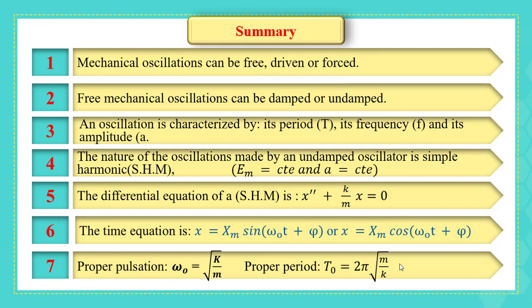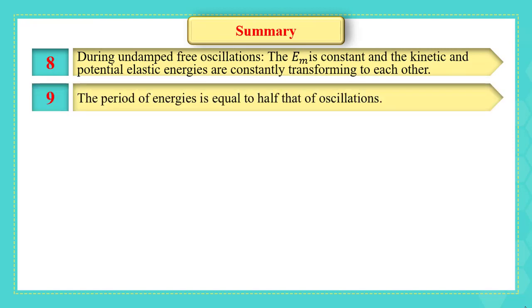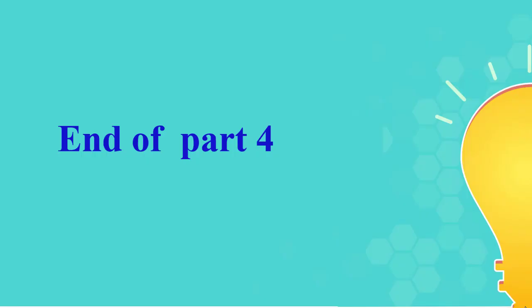This is enough for this video. Please keep in mind all the ideas that we have mentioned before, and remember that during undamped free oscillations, the mechanical energy is constant, and the kinetic and elastic potential energies are constantly transferring to each other. The period of energies is equal to half that of oscillations. This is the end of part 4.